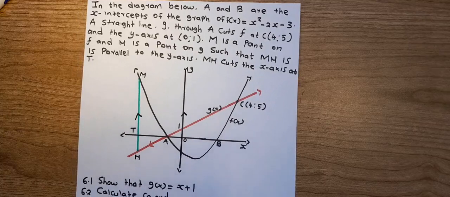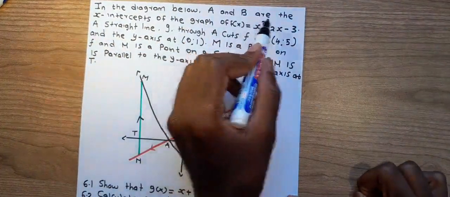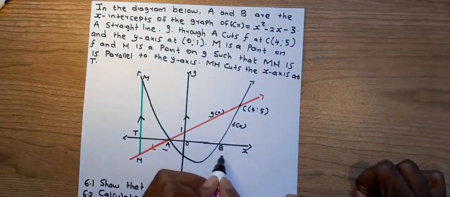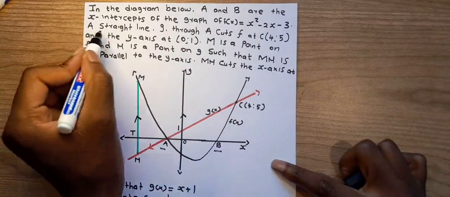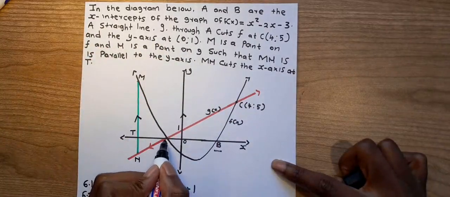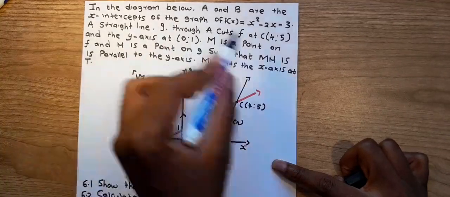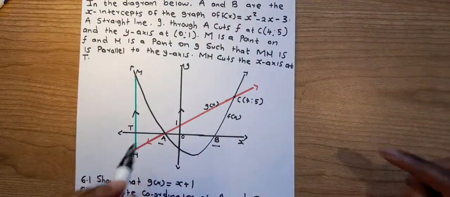Now, let's actually tackle this functions problem. So we're being told that in the diagram below, A and B are the x-intercepts of the graph of f at x. So A and B are actually the x-intercepts. That is just self-explanatory. Now we're being told that we have a straight line that cuts this whole thing at point A, at this point, and also at point C. And when you read, you will find that MN is actually parallel to the y-axis.